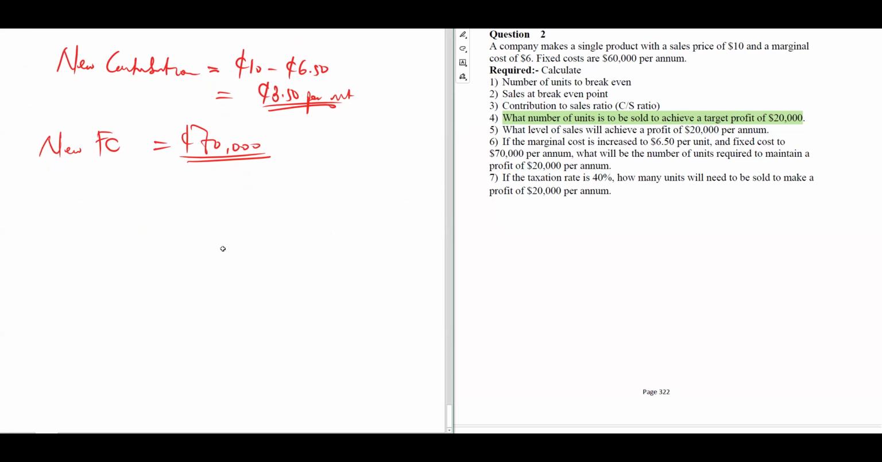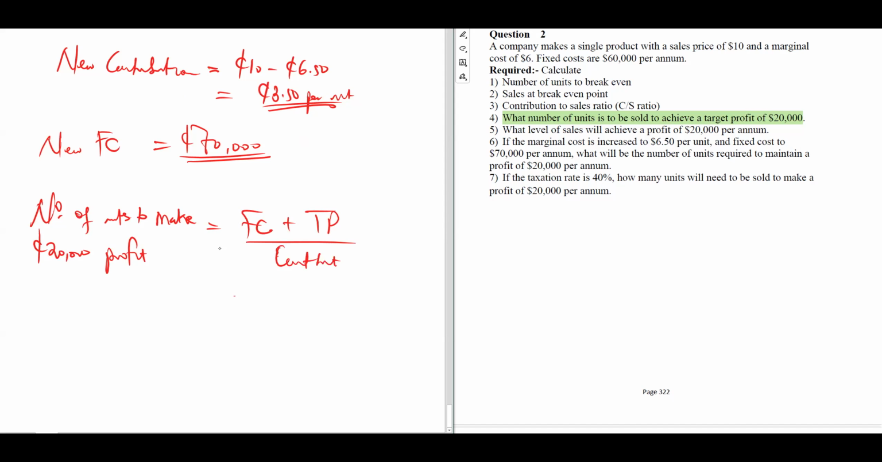Is that okay? So they said number of units to what? Number of units to make what? 20,000 what? Profit, right? And we know this is the new fixed cost plus what? Our target profit all over what? Our contribution per unit, and also.